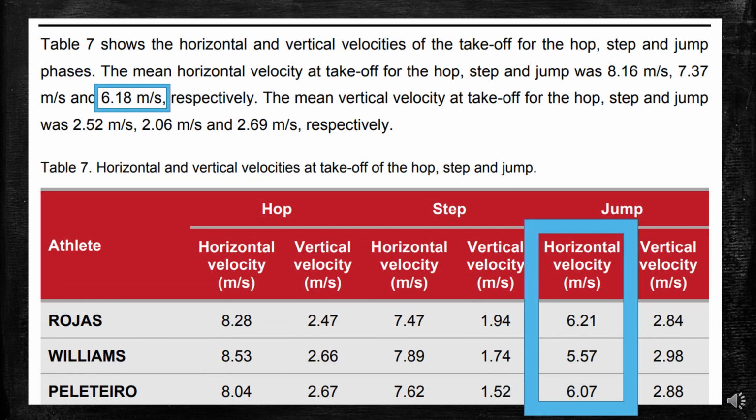Here's the table for females. Notice that the average horizontal velocity of 6.18 meters per second is closer to the 5.5 meters per second that was found during the training bounding of the elite high school male.